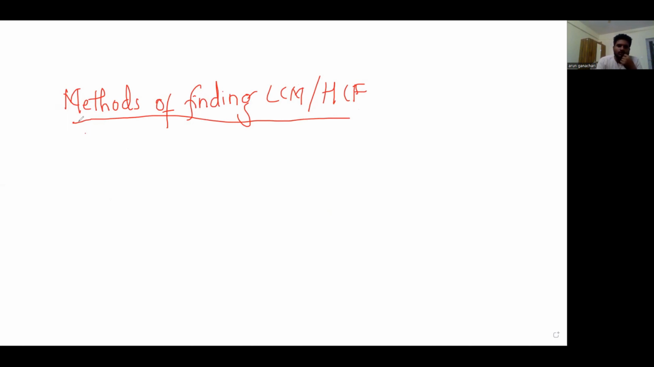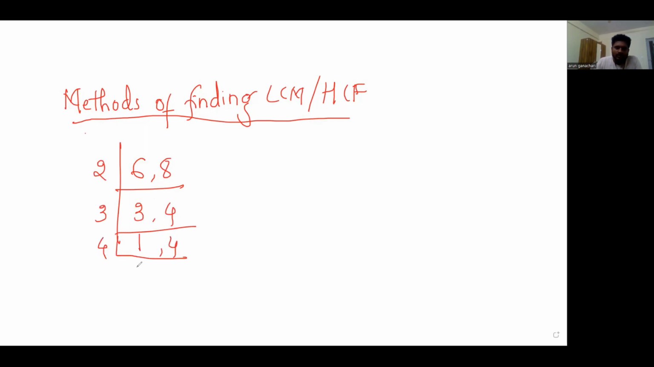So one method you know. What is one method you know? I think you know the division method. How do you find the LCM and HCF of, let us say, 6 and 8? We can find LCM and HCF of 6 and 8 by dividing the numbers. What is the common number which will divide 6 and 8? It is 2. 2 threes are 6, 2 fours are 8. Then after that, 3 and 4 have no common number. 4 ones are 4. Getting this? There is nothing after this.